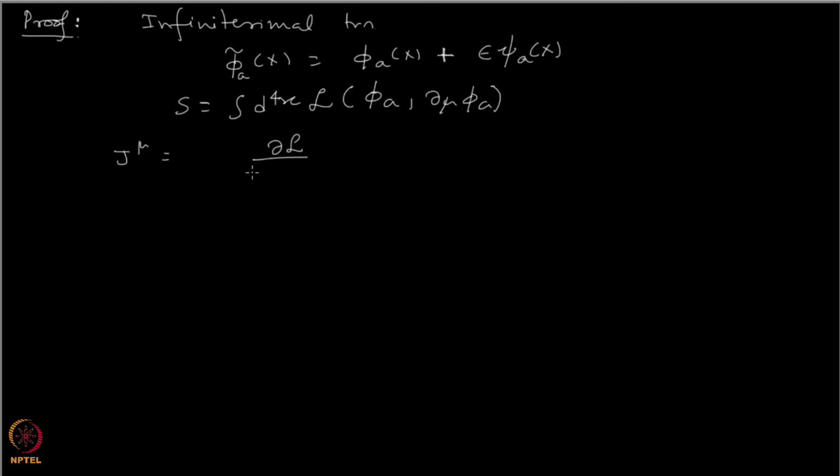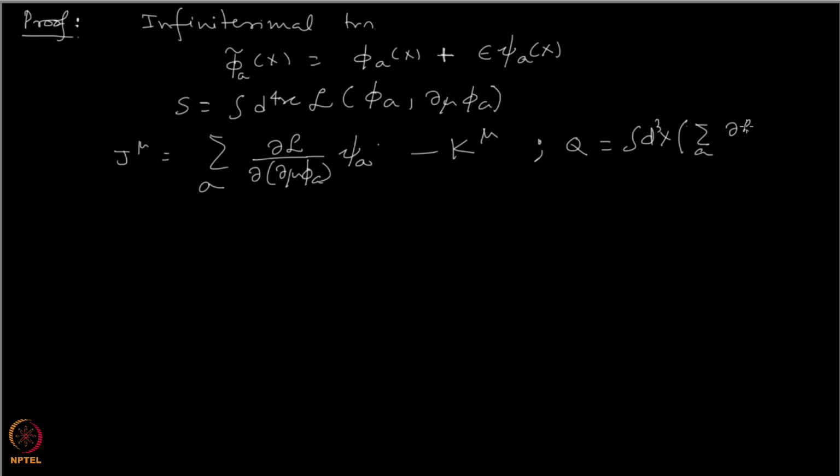The Lagrangian density, and you have to take the derivative with respect to del mu phi a, and I should sum over all the fields. And this has psi a, and there was a minus k mu term. And q, the charge, I get by looking at the integral d cube x of j 0, which is the following: del L over del phi dot psi a minus k 0. That is the conserved charge q corresponding to this symmetry.